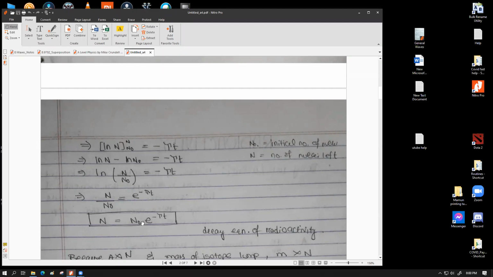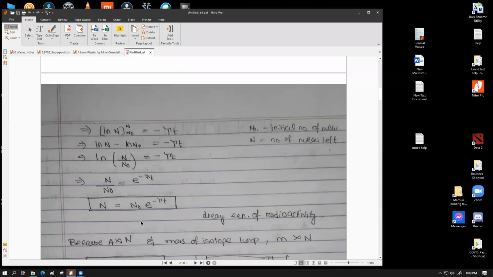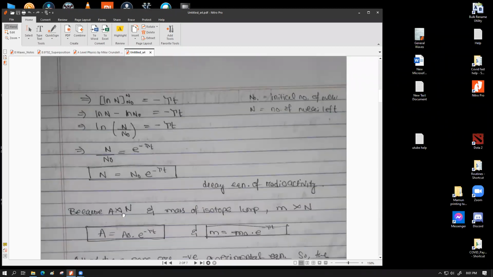However, this equation can also be converted into another form, because A is proportional to N. I mean, activity was defined as proportional to the number of nuclei available at any instant. So this equation can also be written in the form of activity. If we want to write in terms of activity, this can look like current activity equals initial activity times e to the power minus lambda t.